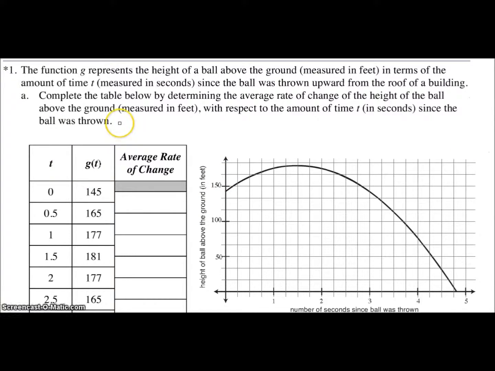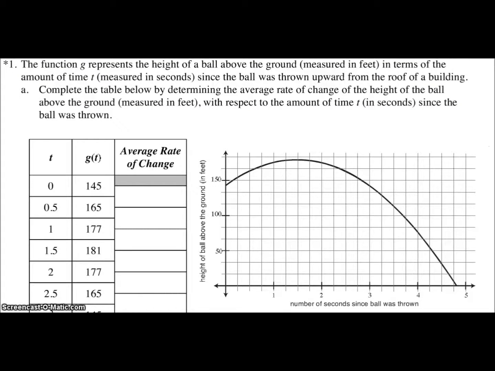Let's see. Complete the table below by determining the average rate of change of the height of the ball above the ground measured in feet with respect to the amount of time t in seconds since the ball was thrown. Okay, the average rate of change for each of these intervals will simply be the change in height divided by the change in time, and that's final height minus initial height over final time minus initial time.